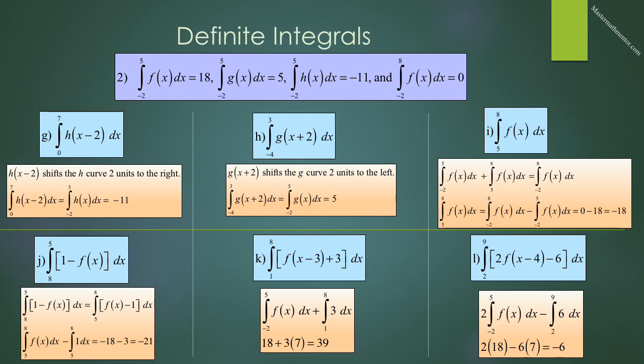We know that the integral from negative 2 to 5 of the f function is 18, so we have 2 times 18. And the integral from 2 to 9 of 6 dx is simply the area under y equals 6 from 2 to 9, which is a rectangle with height 6 and base 7. So we have 2 times 18 minus 6 times 7, and our answer is negative 6.